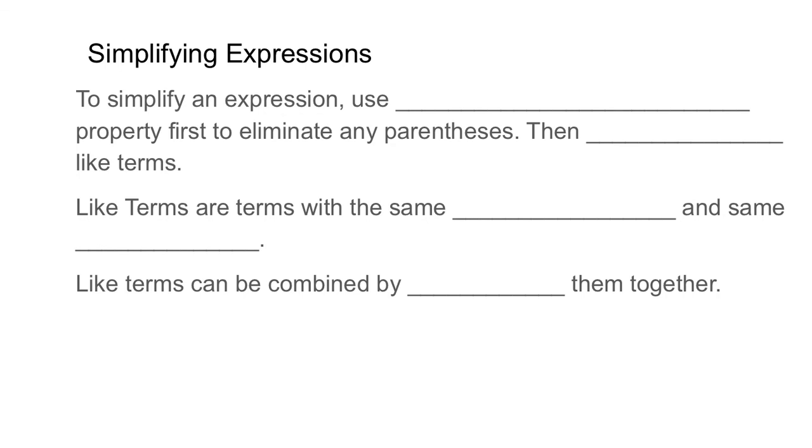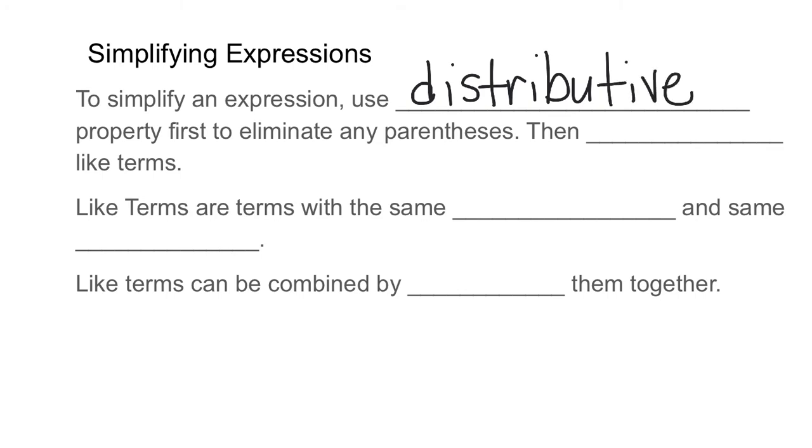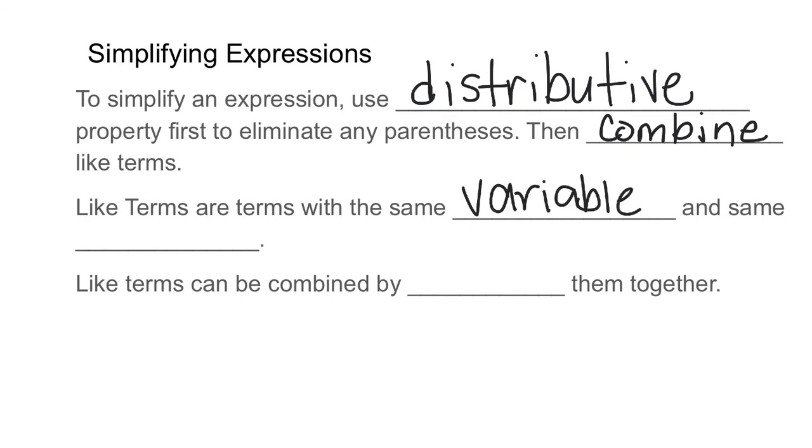So when we simplify, we do 2 things. We start by looking for distributive property to eliminate parentheses. Distributive property is what we use to multiply what's on the outside of the parentheses by what's on the inside so that the parentheses can cancel out. So use that to eliminate the parentheses. Then you're going to combine terms that are alike. So combine like terms. Like terms, remember, are terms that have the same variable and the same exponent.